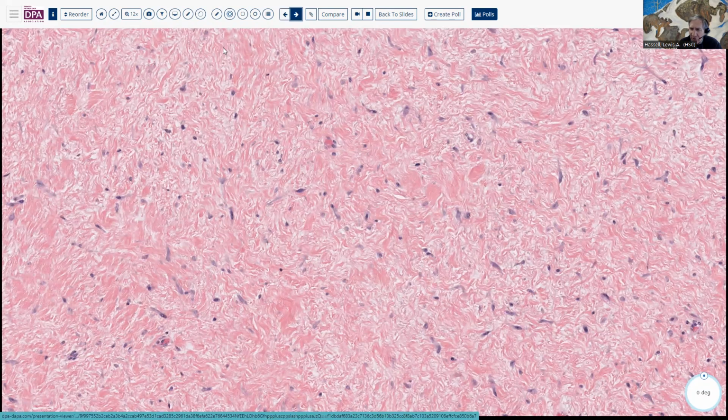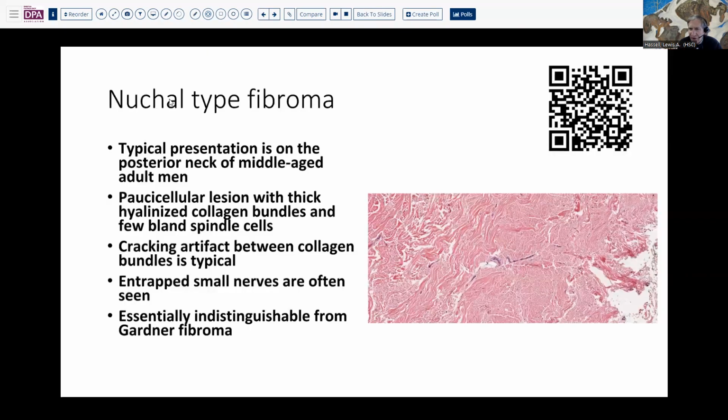So moving on to another very low-grade lesion. This is the nuchal type fibroma, which again has a very characteristic presentation, that being at the posterior neck in middle-aged adult men. This is a very low cellularity lesion with very thick hyalinized collagen bundles and some bland spindle-shaped cells. There tends to be this somewhat characteristic cracking artifact between the collagen bundles, which, if you know to look for it, can be very helpful. Otherwise, you might easily gloss over it. Sometimes you'll find entrapped nerve bundles as well.